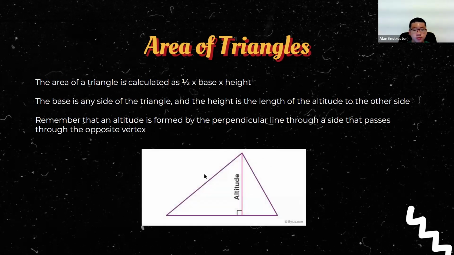So in case you forgot, here's a picture of a triangle. So the bottom base, in this case, if you want to find the area of this triangle, you would multiply the length of the bottom base by the length of the altitude, which, I mean, it's clearly labeled altitude, so I hope you guys know which line that's referring to.